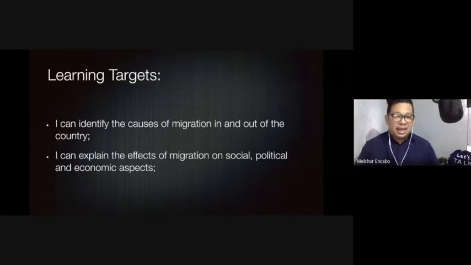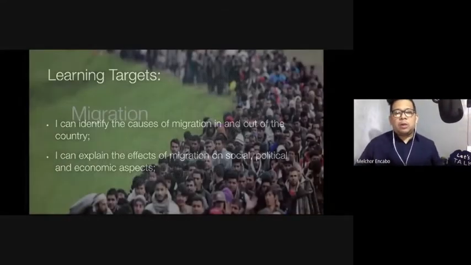When I say "I can," hindi yung ako, kundi kayo. I'm reading these statements for all of you. At the end of the lesson, these are the things that are expected from you. Okay? So I will be guiding you in this discussion, of course. So as I mentioned, migration will be our topic.